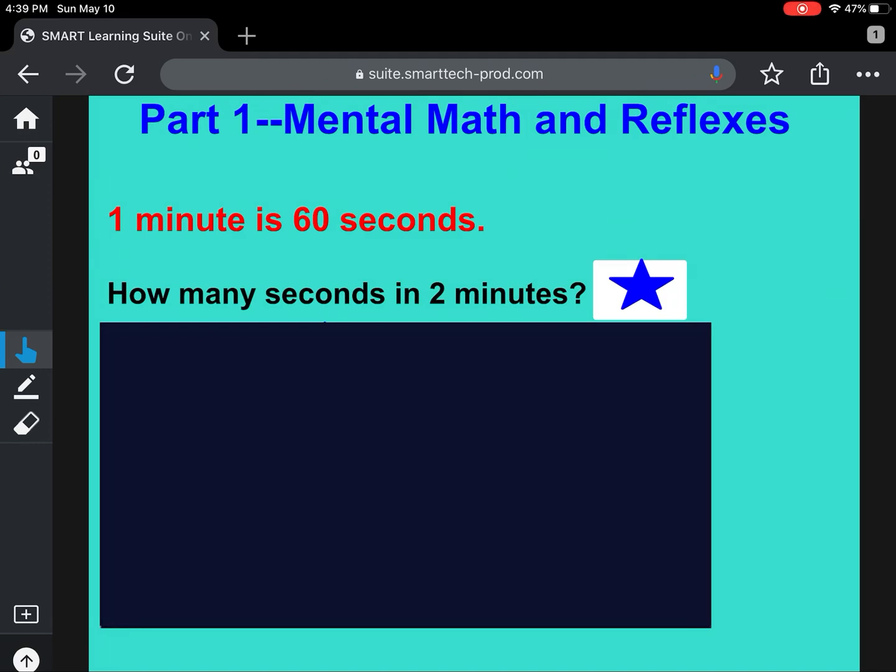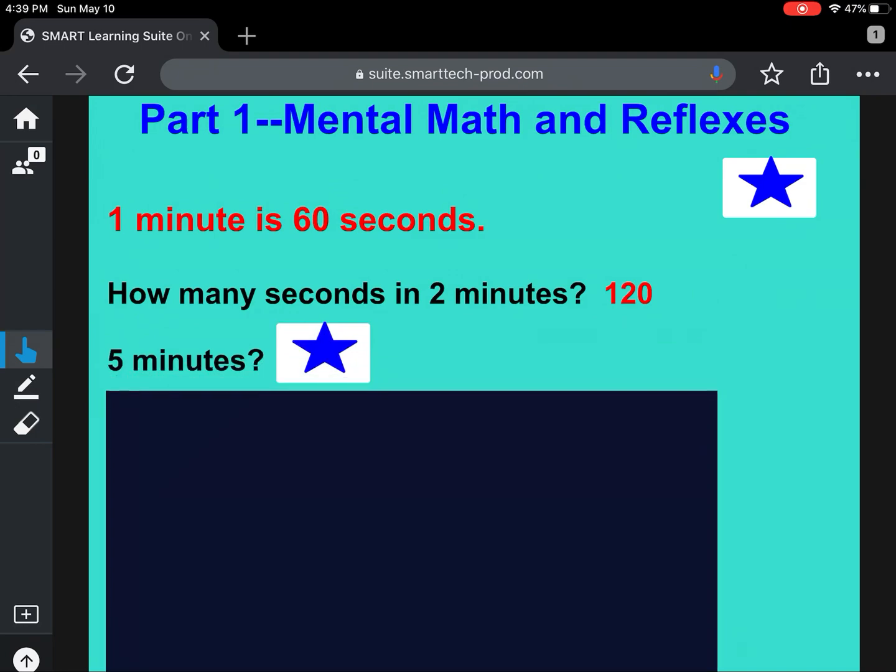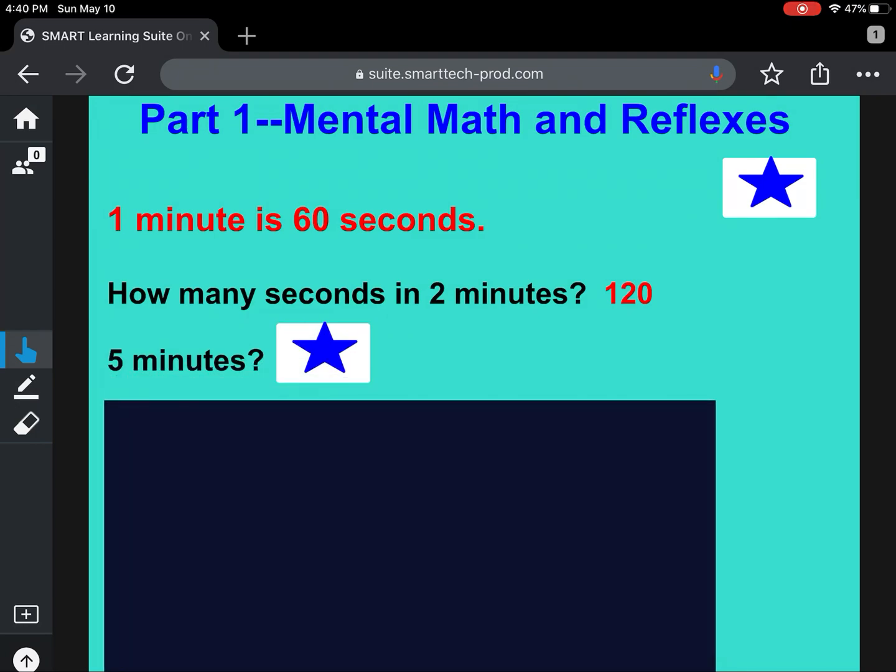If 1 minute is 60 seconds, 2 minutes is how many seconds? For 2 minutes, you should have said it is equal to 120 seconds. You could just take your 60 seconds and double it for 2 minutes. Now, keep in mind, 1 minute is 60 seconds, so how many seconds are there in 5 minutes? We know 1 minute is 60 seconds, 2 minutes is 120 seconds, 5 minutes is how many seconds?